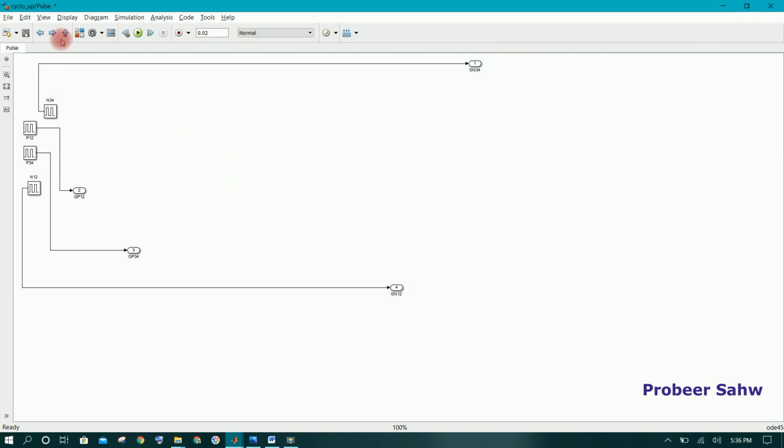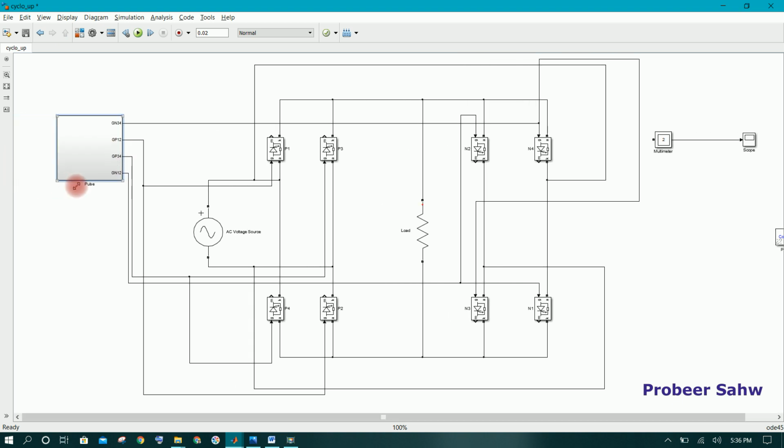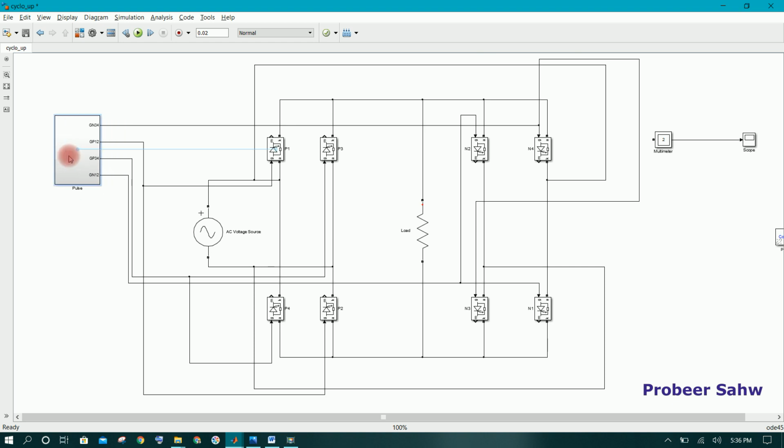So we can enlarge this pulse generator. Now we have the outputs as GN12, GP34 and so on. We can change the sequence, but this is not really required.